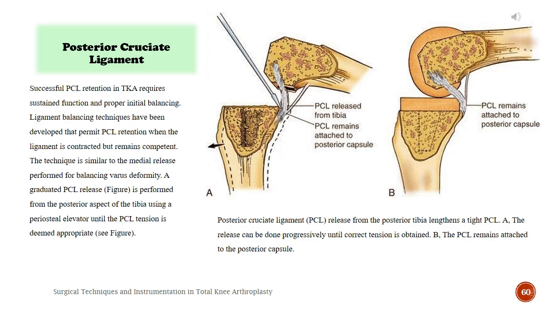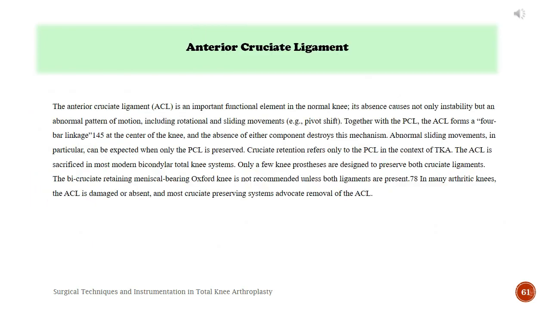Successful PCL retention in TKA requires sustained function and proper initial balancing. Ligament balancing techniques have been developed that permit PCL retention when the ligament is contracted but remains competent. The technique is similar to the medial release performed for balancing varus deformity. A graduated PCL release, figure, is performed from the posterior aspect of the tibia using a periosteal elevator until the PCL tension is deemed appropriate. Notice the figure. Posterior cruciate ligament, PCL, release from the posterior tibia lengthens a tight PCL. The release can be done progressively until the correct tension is obtained. B. The PCL remains attached to the posterior capsule.